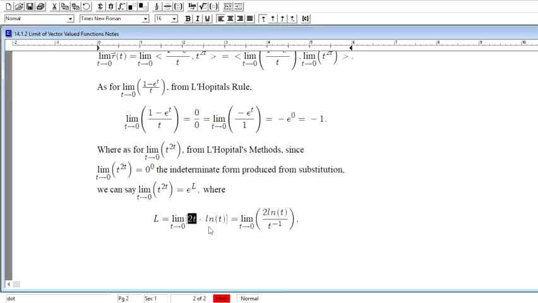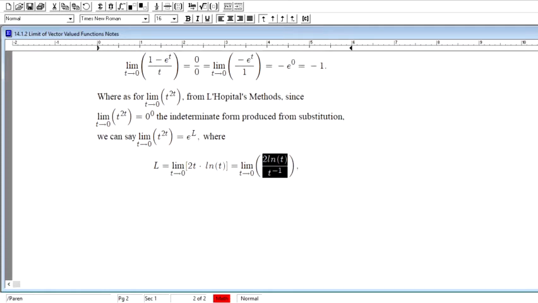Well, g of x is 2t in this case, and f of x is t. So it's going to be 2t times the ln of t. From L'Hopital's methods, we note that this gives us 0 times negative infinity, which is an indeterminate form. L'Hopital's methods say to arrange this into a ratio that produces either infinity over infinity or 0 over 0. I can move the t to the denominator to form that ratio, and think of it as t to the negative first power. What I end up producing is the case of infinity over infinity from substitution, where I can now apply L'Hopital's rule.